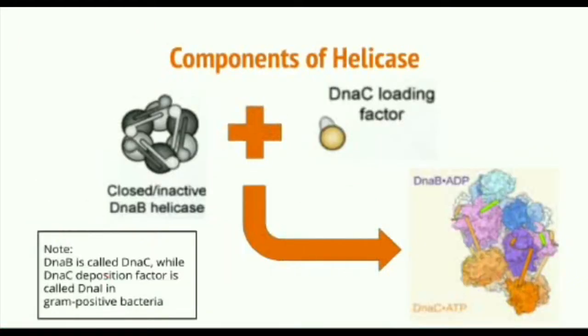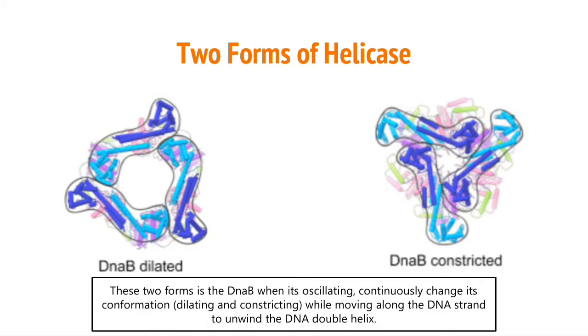So this is the component of helicase. It comprises DnaB, the main unit of helicase, and DnaC, the loading factor. And when they join together, they form the DnaB-C complex. I will continue the presentation.